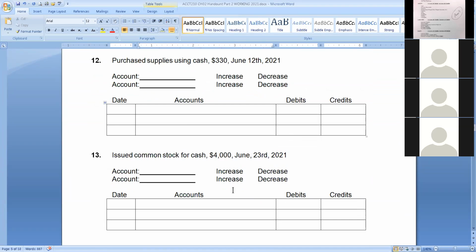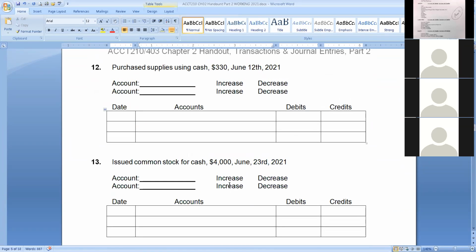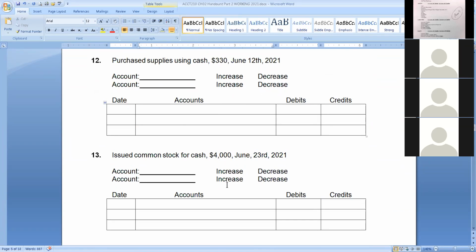12, purchase supplies using cash, $330. So what accounts? Cash and supplies, like you said. Yep, exactly. Cash would decrease and supplies would increase. Yep.